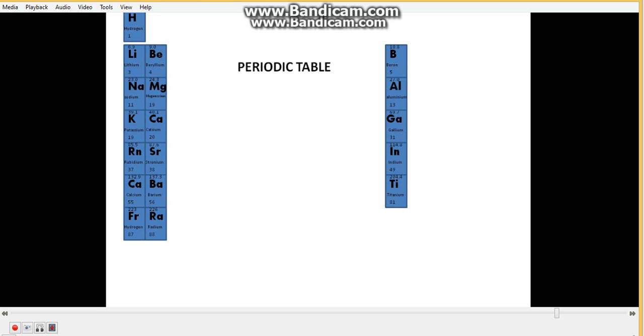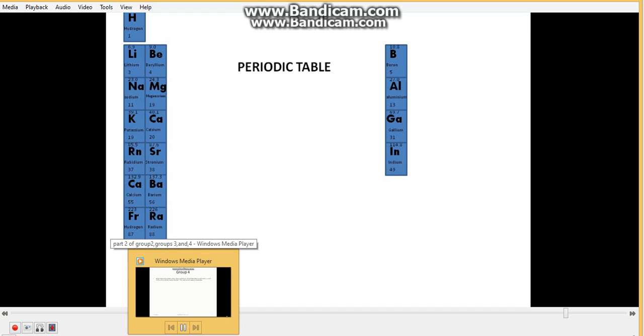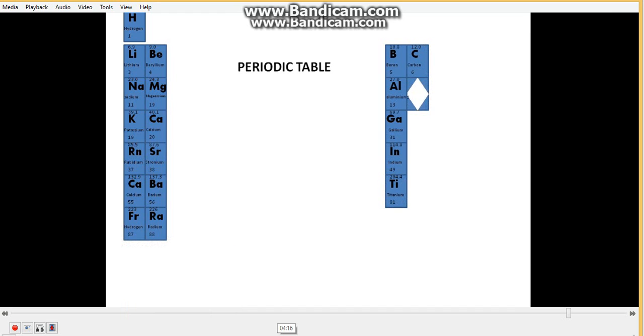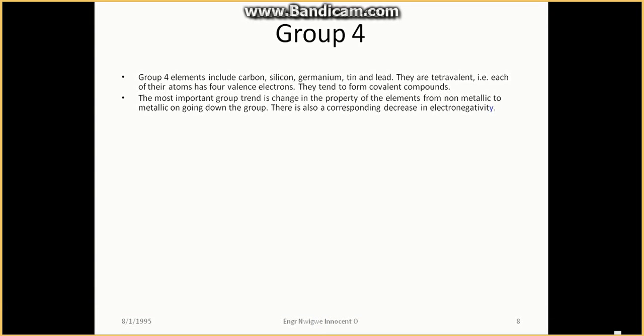Group 4. Group 4 elements include carbon, silicon, germanium, tin and lead. They are tetravalent, that is, each of their atoms has 4 valency electrons. They tend to form covalent compounds. The most important group trend is the change in the property of the elements from non-metallic to metallic on going down the group. There is also a corresponding decrease in electronegativity, that is the tendency to accept electrons.